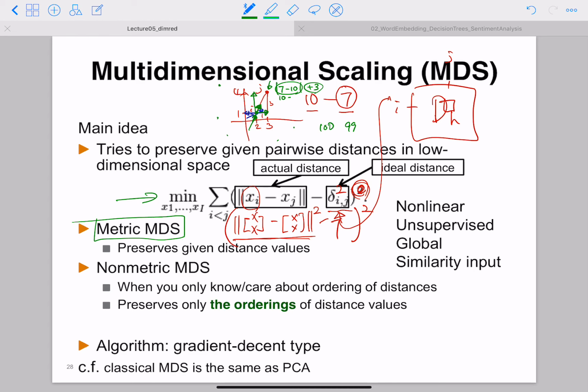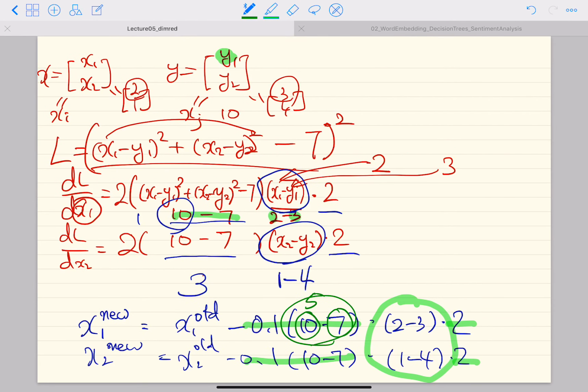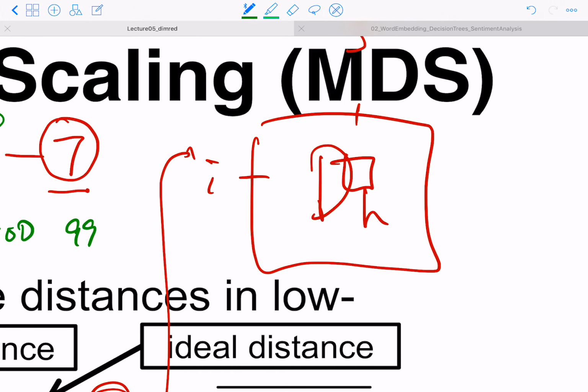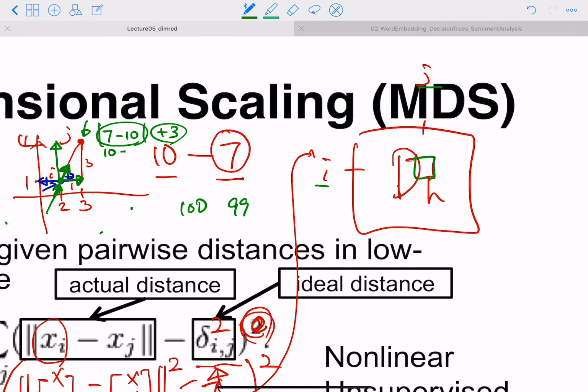And are there any other methods than this metric MDS? That is called non-metric MDS. Here we make this multidimensional scaling more flexible. In the case of a metric MDS, or the original MDS, we need the ground truth information about the pairwise distance itself. So we need the detailed information about the distance value itself between any pair of our data items, right?